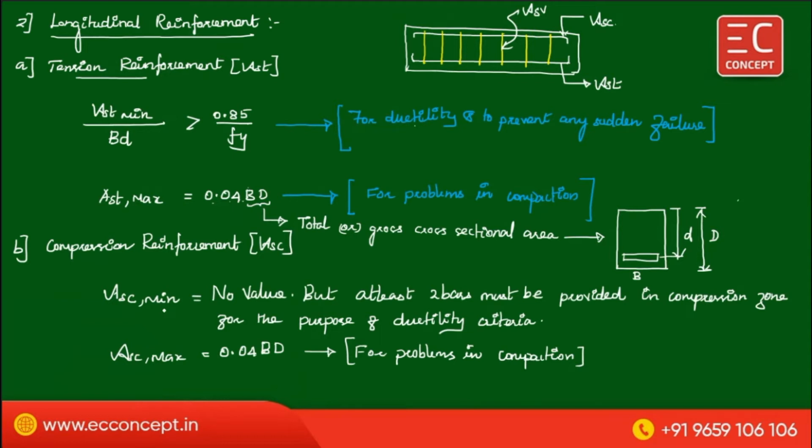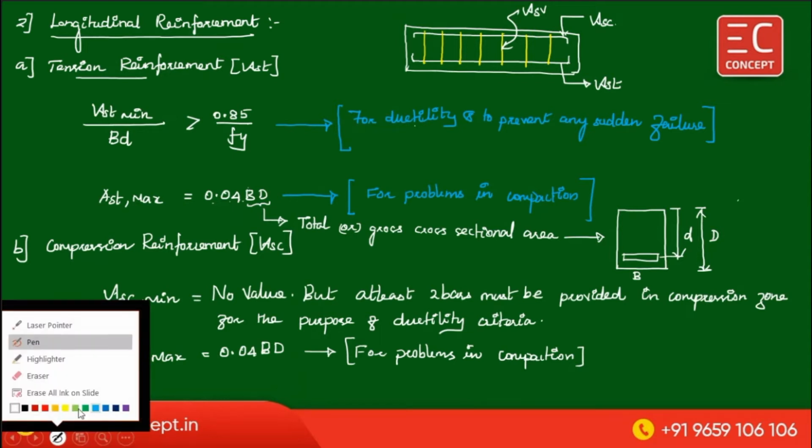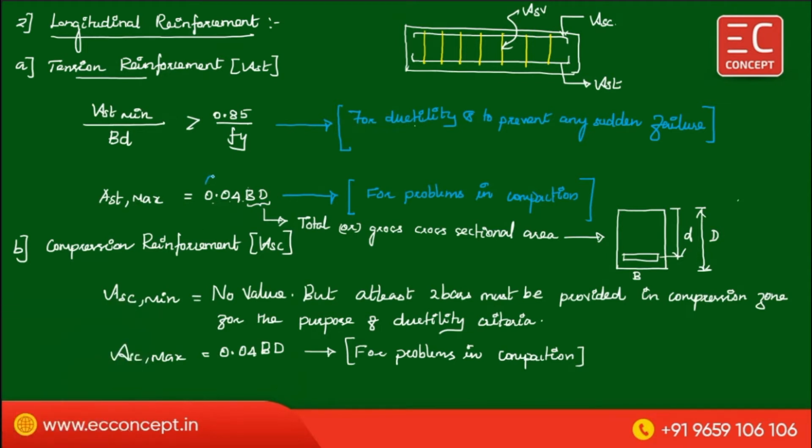0.04 BD. In other way, you can say this is the 4% of gross cross-sectional area. Next one is a compression reinforcement, ASC. ASC minimum has no value. There is no value for minimum, but at least 2 bars must be provided.